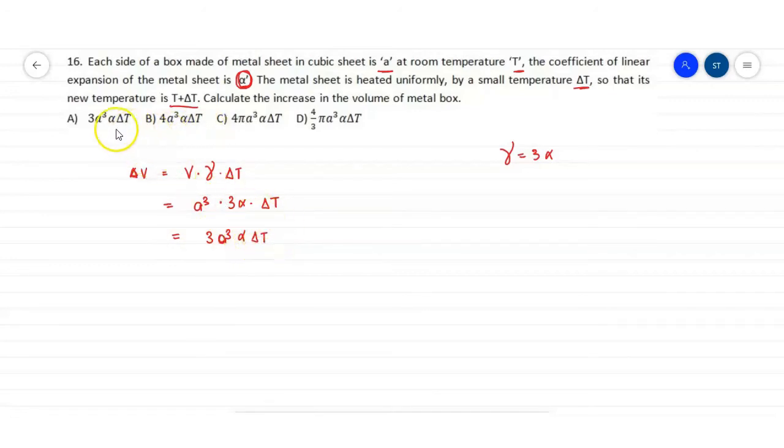Now check the options. 3 A cube alpha into delta T. Option A will be the correct option for the given question.